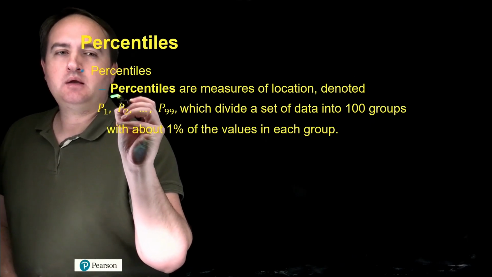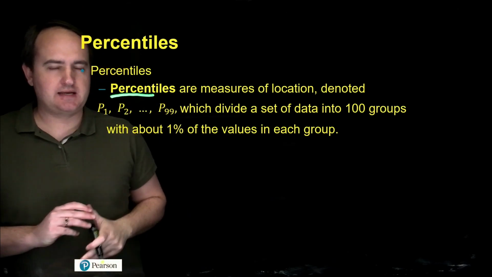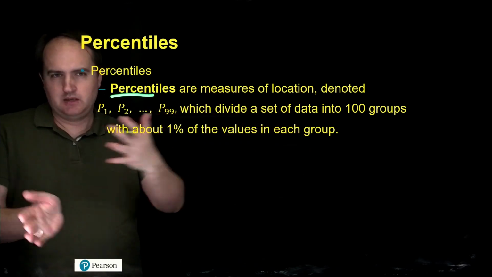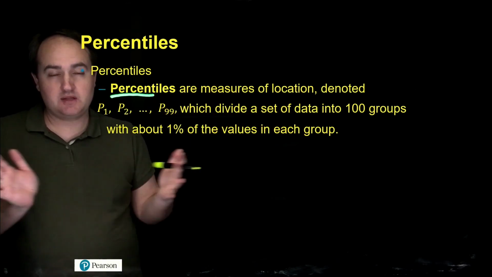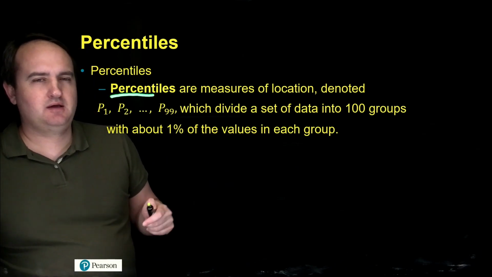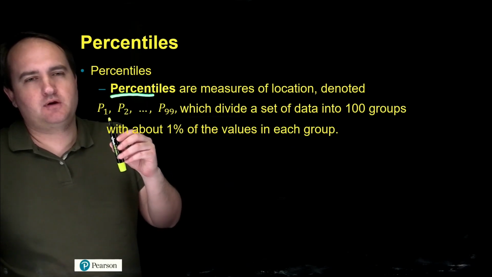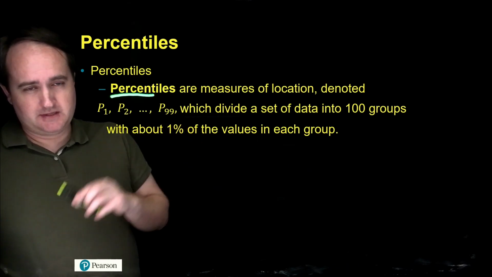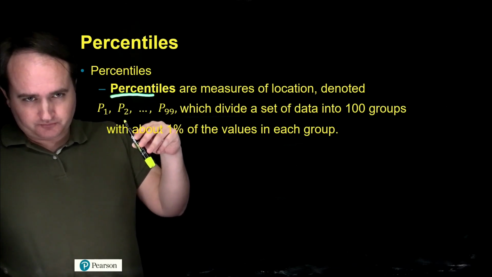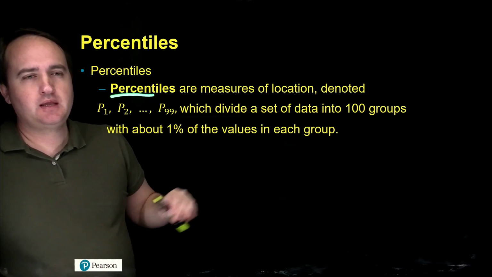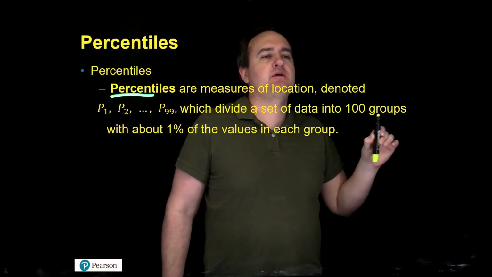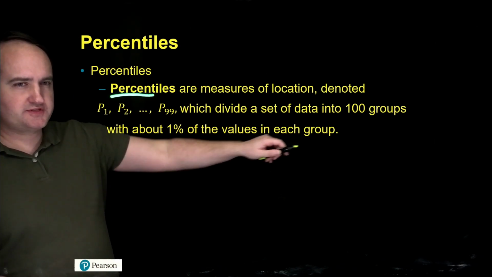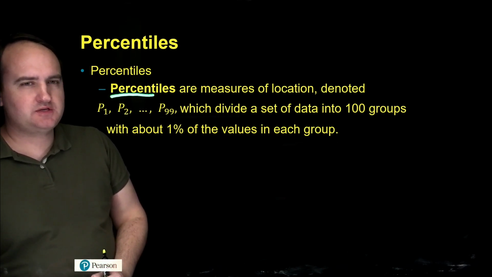And remember that with a percent, you've got 0% and 100%, and then all the percents in between them. So it should make sense that there are a total of 100 different percentiles. So P1, P2, all the way up to P99. And they divide your set of data values into 100 groups with about 1% of the values in each group.